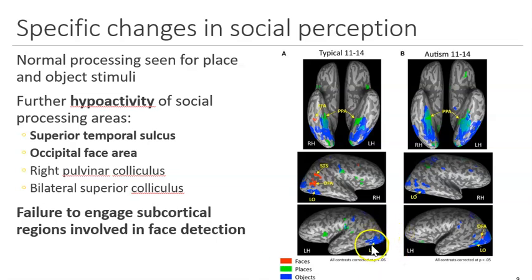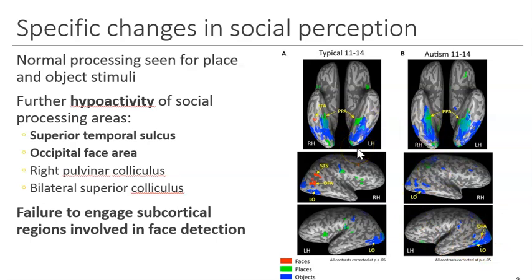So you can see this. In blue is the objects, which you see as normal. Green is places, and then red is faces. And this is showing, in the A column, we have the typical or healthy patients, and B is the autistic patients. And in both the typical and autism patients, we see a lot of blue and some good green, saying that they're still processing these places and objects very well and in very similar areas to what the normal patients are.